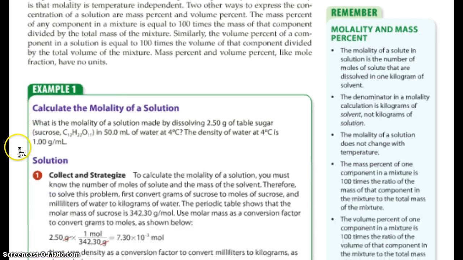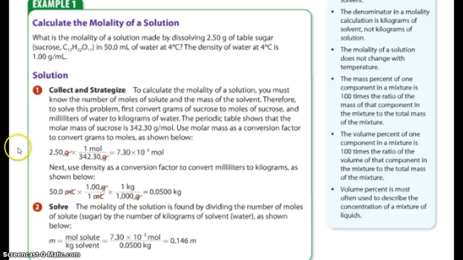Example number 1. Calculate the molality of a solution. What is the molality of a solution made by dissolving 2.5 grams of table sugar, which is sucrose, in 50 mL of water at 4 degrees Celsius? The density of water at 4 degrees is 1.0 grams per milliliter.